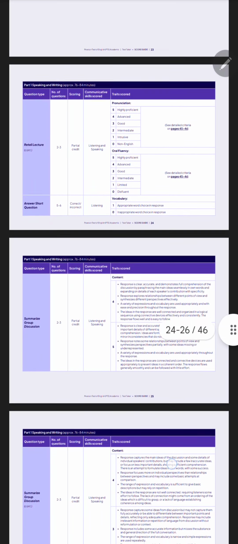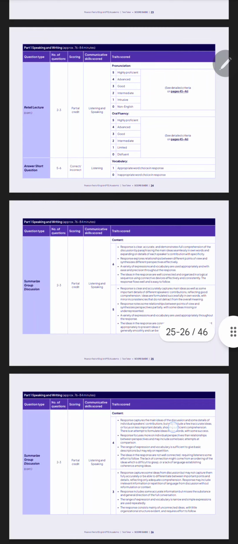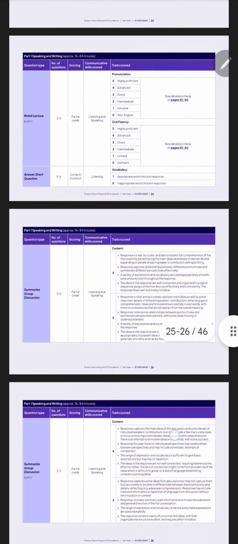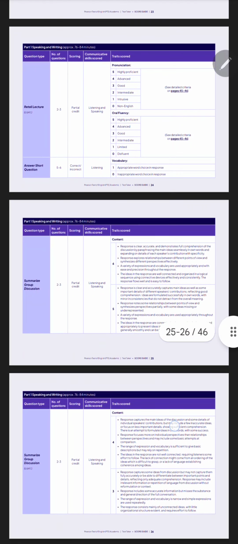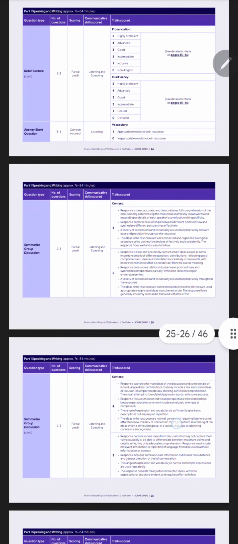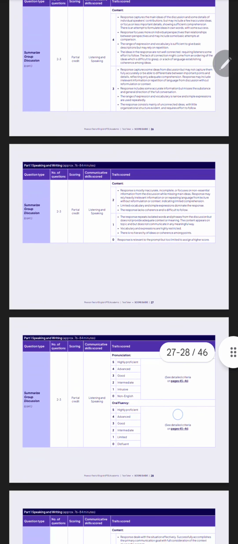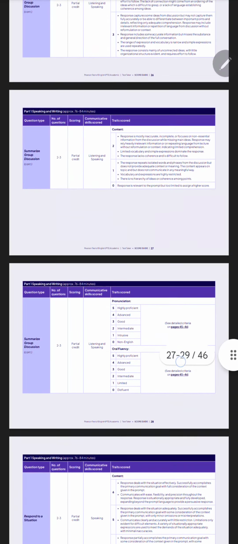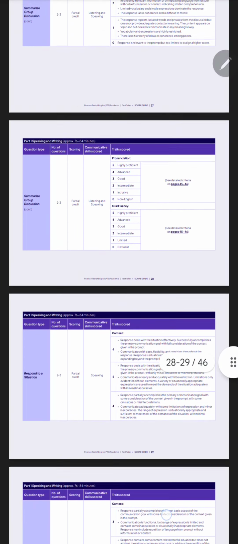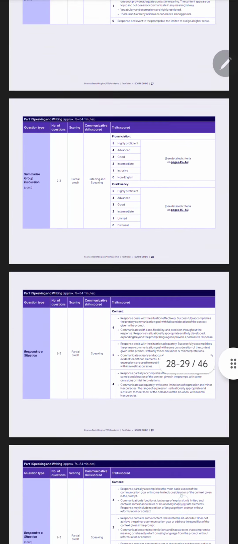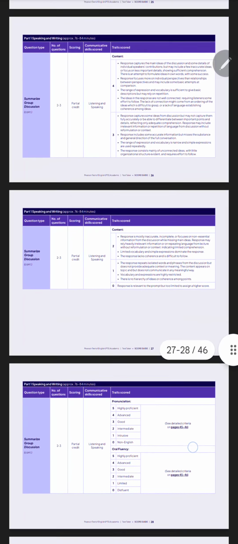Just correct and incorrect. Appropriate word choice and respond. Okay, summarize group discussion, and respond to a situation. These are the two new tasks in the speaking and writing test.